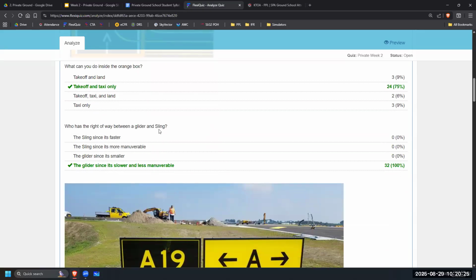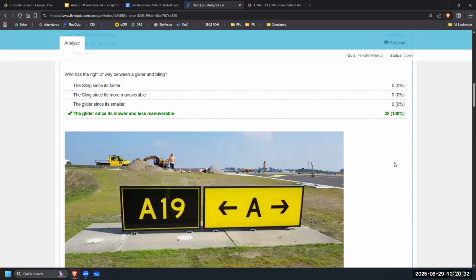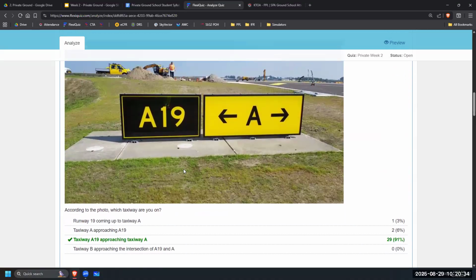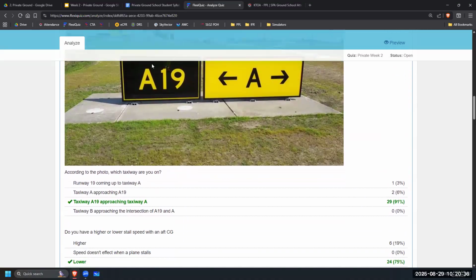Okay, who has the right of way between a glider and a sling? Wow, 100%, love it. The glider, since it's slower and less maneuverable. Okay, this one was a little tricky because this is at a giant airport that has multiple alpha taxiways.